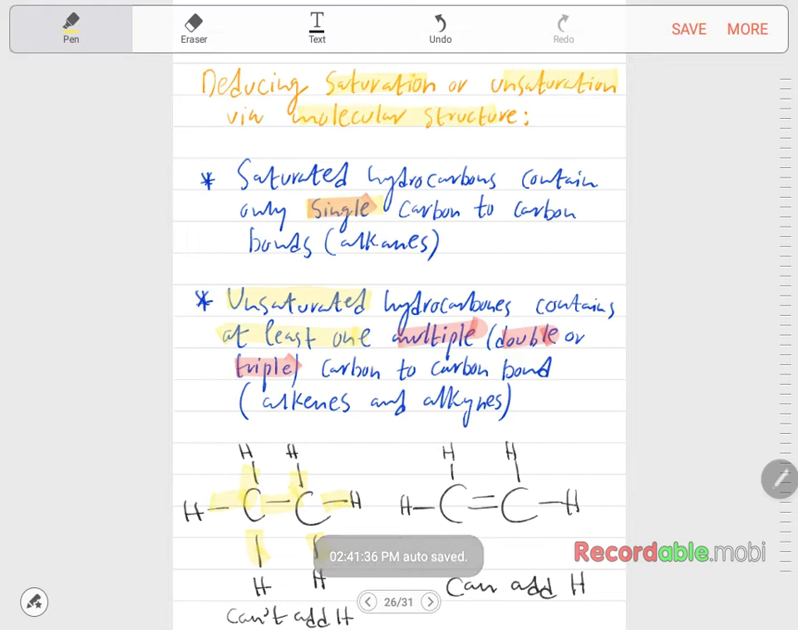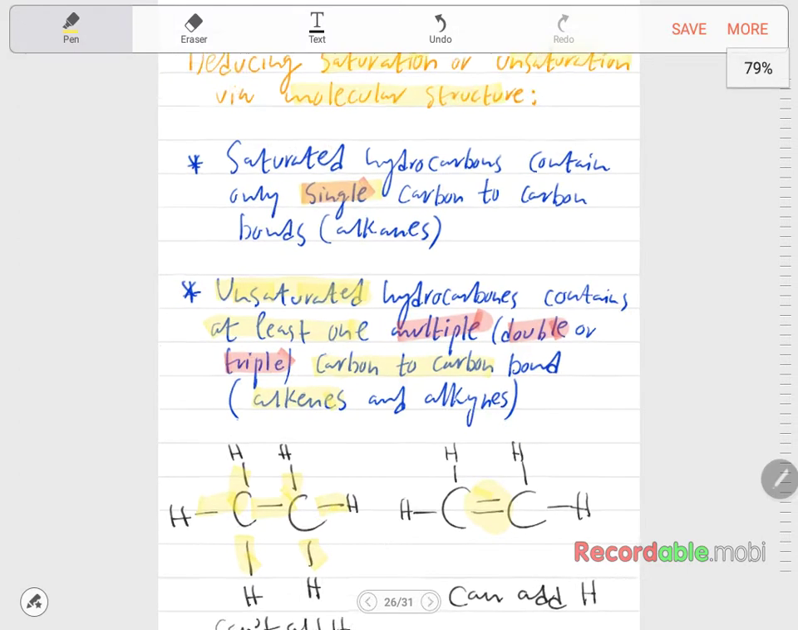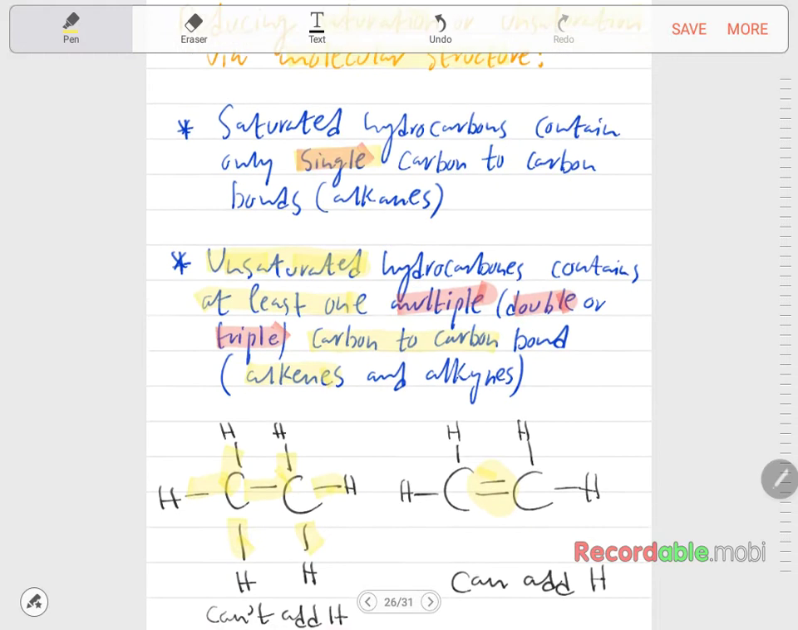So if the hydrocarbon contains a double or a triple bond between two carbon atoms, for example in alkenes, then this is unsaturated. That's how you can distinguish between a saturated and unsaturated hydrocarbon via the molecular structure. Just by looking at it, if it's all single bonds, you can definitely say it's saturated. If it has a double bond or a triple bond, you will say it's unsaturated. And this implies something. If you have all single bonds, you can also add hydrogen. You can also add anything, in fact, not just hydrogen.